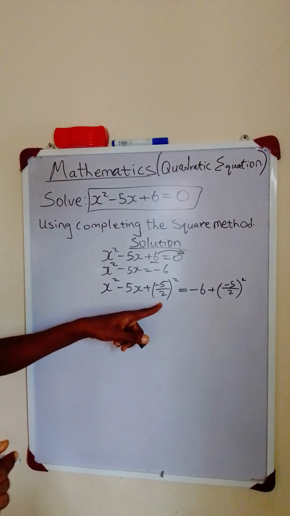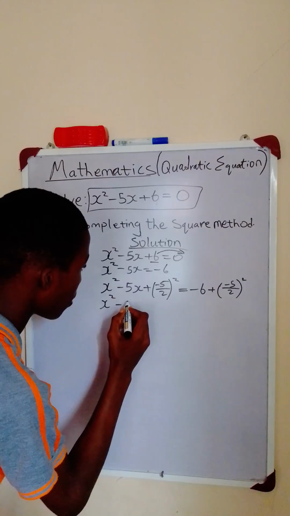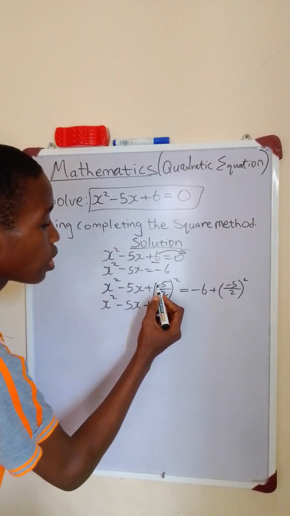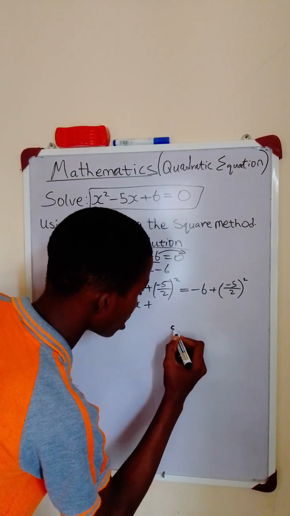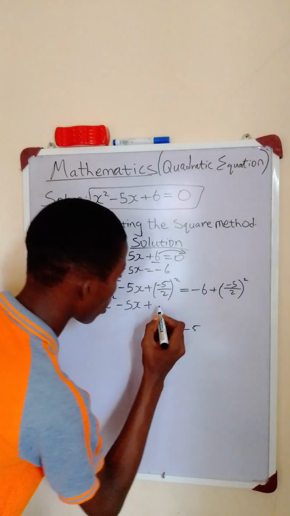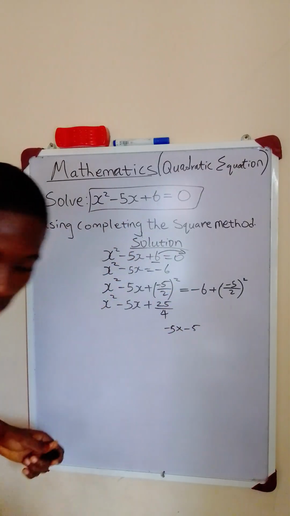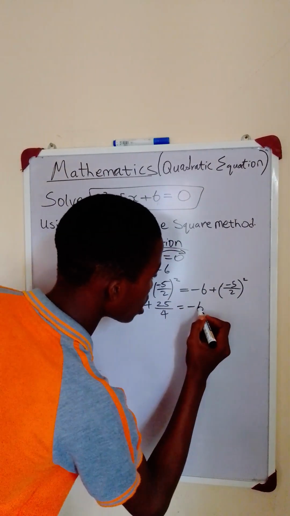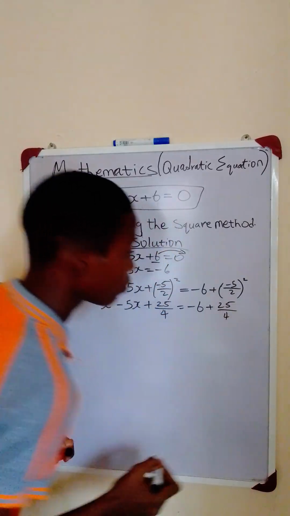So next, you need to open this bracket now. You need to square it. That is x squared minus 5x plus, if you open this bracket, minus 5 squared is minus 5 times minus 5. Minus times minus is plus. 5 times 5 is 25. So that is going to be 25 over 2 times 2, to square it is 4. So that's what we have on the first side. The same thing with this other side. Minus 6 plus 25 over 4.